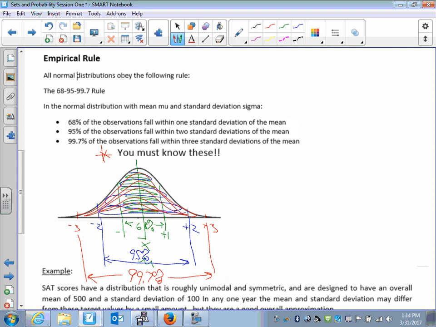You've got to know these, okay? The empirical rule, plus or minus 1 standard deviation, 68%. Plus or minus 2 standard deviations, 95%.